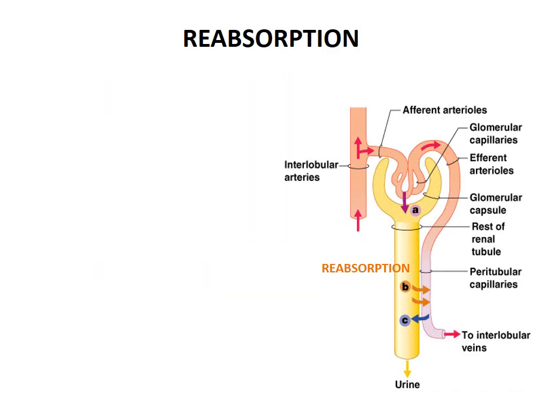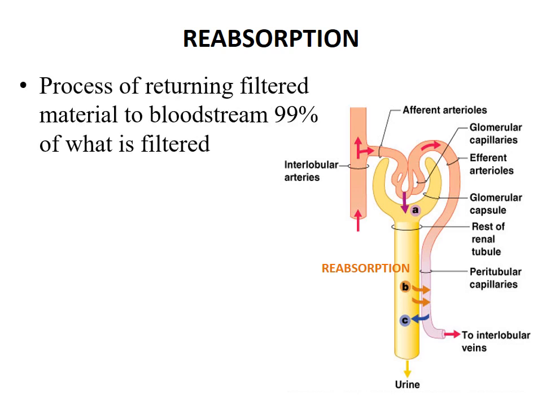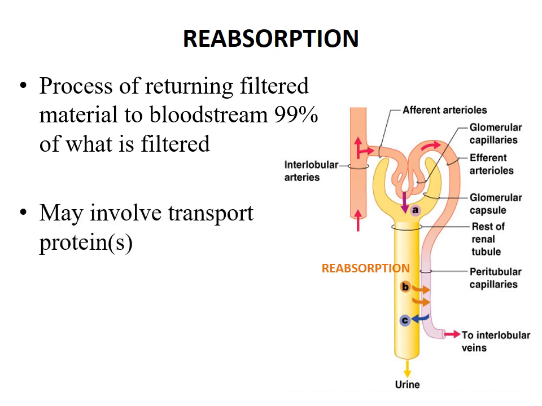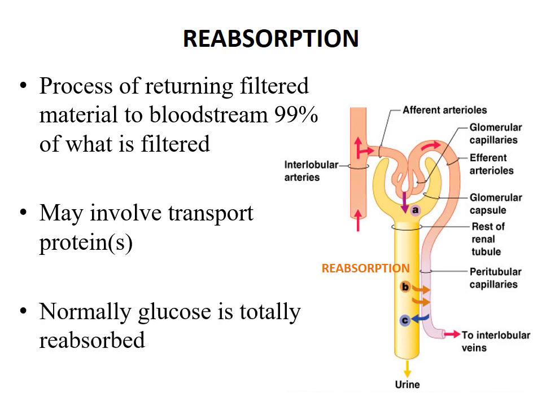Reabsorption. In this particular picture, you can see that most of the substances filtered in the glomerular capillaries, which is filtered into the Bowman's capsule, 99% of substances will be reabsorbed back into the blood. Right here the filtration is taking place and here the reabsorption is taking place. The process of returning filtered material to the bloodstream is called reabsorption. This may involve transport proteins.